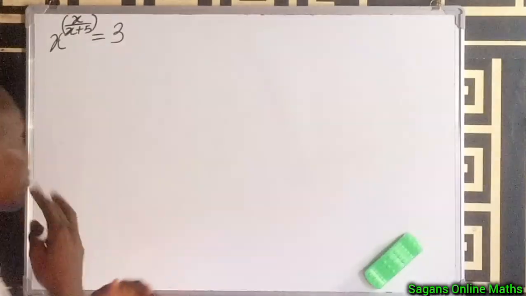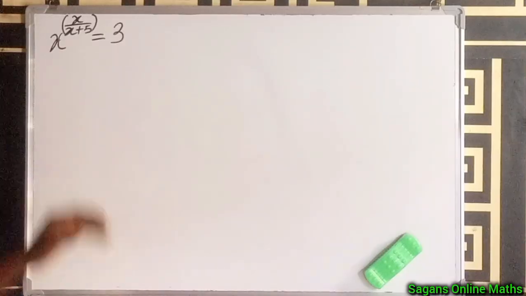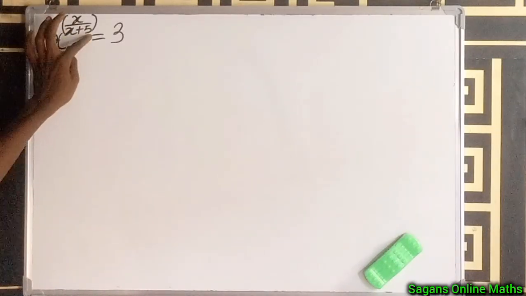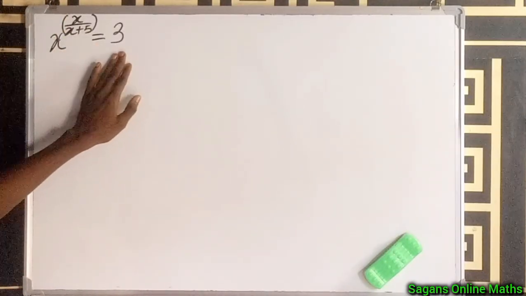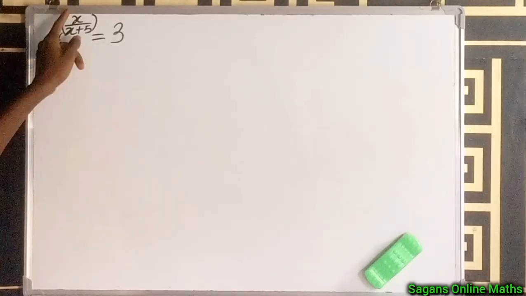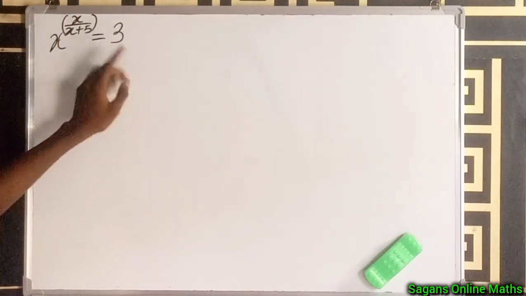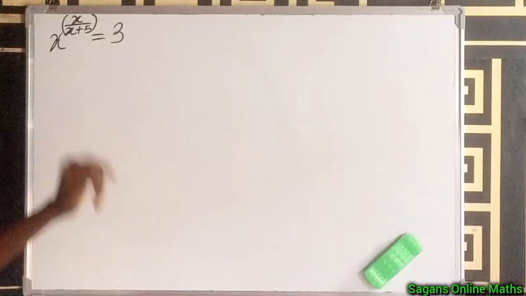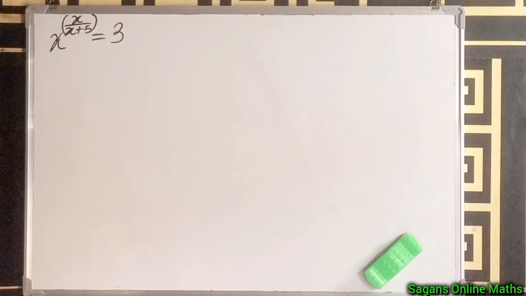Now look at what we are given. We are given that x to the power of x divided by x plus 3 equals 3. Sorry, x to the power of x divided by x plus 5 equals 3. You are asked to find the value of x, right? Many people complain that this question is so difficult, but it's very simple as A, B, C, D, right?